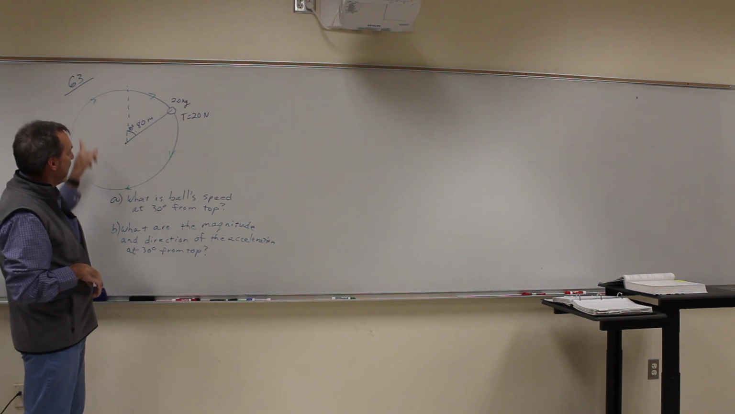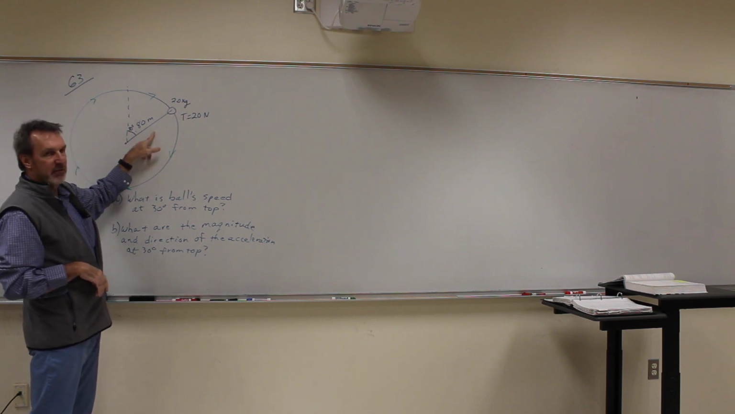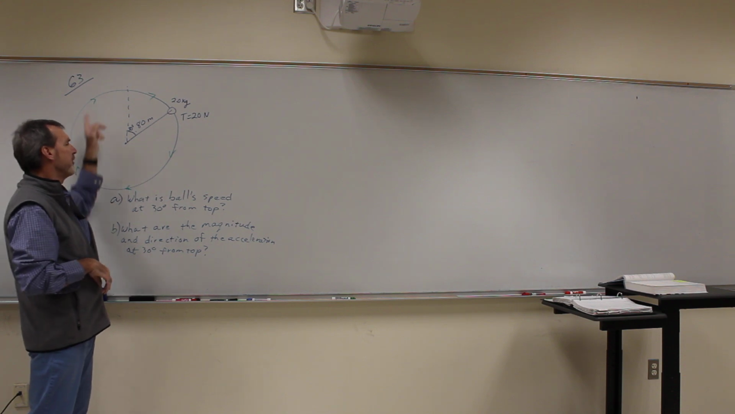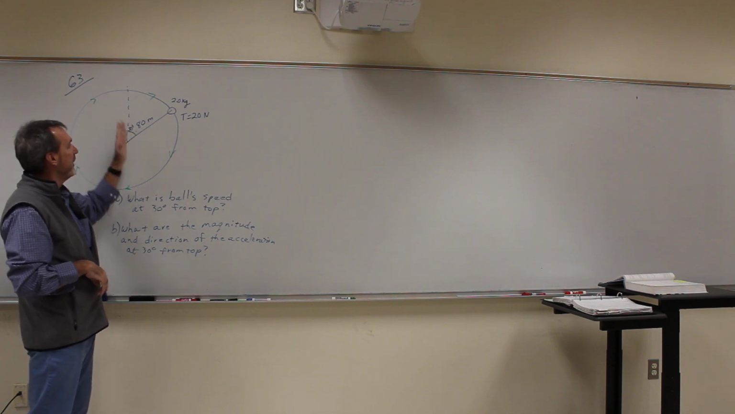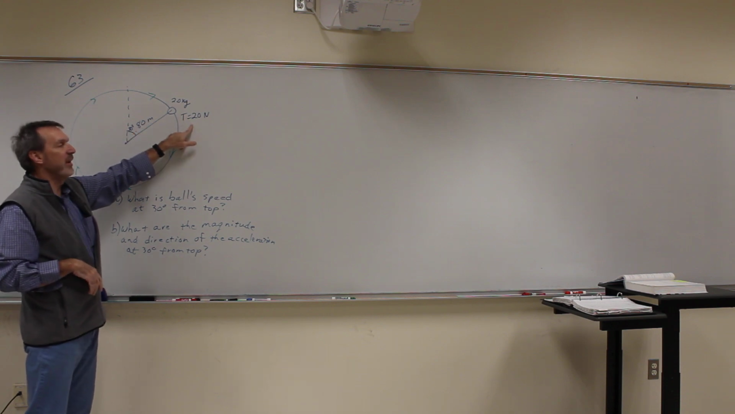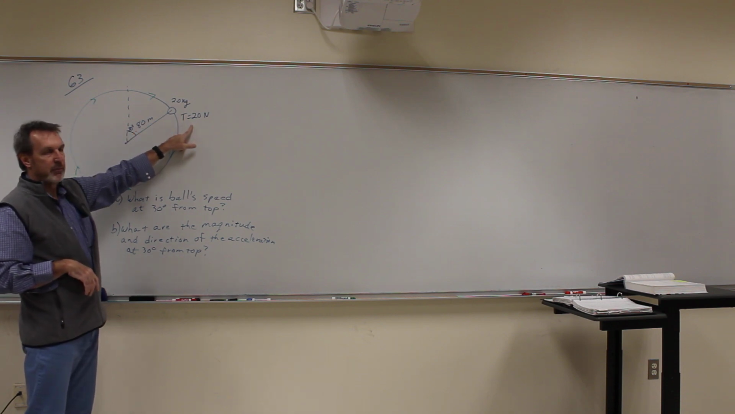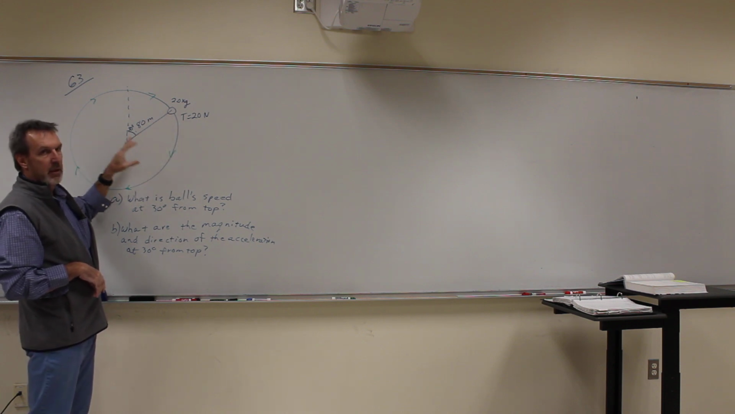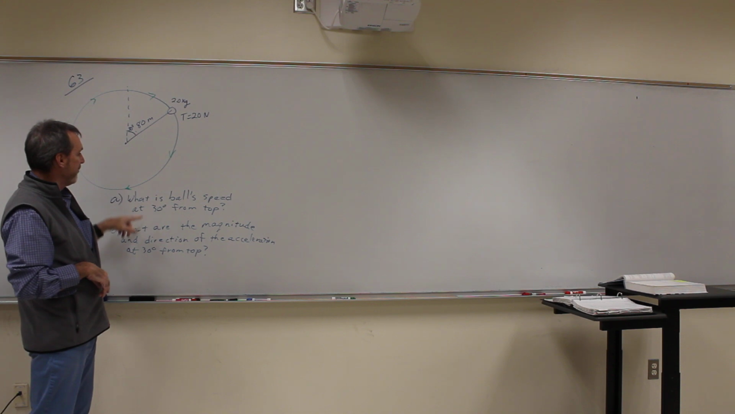And at a point where it's 30 degrees from being vertical, actually I have it going this way. I'm not sure it matters, but we're going to do it going this way. When it's 30 degrees from here, we know that the tension in the string is 20 newtons. That's what you're given. What we want to find is, what is the ball speed?